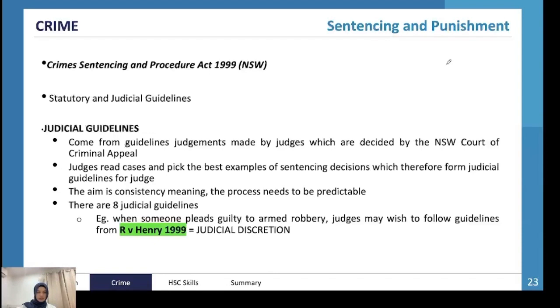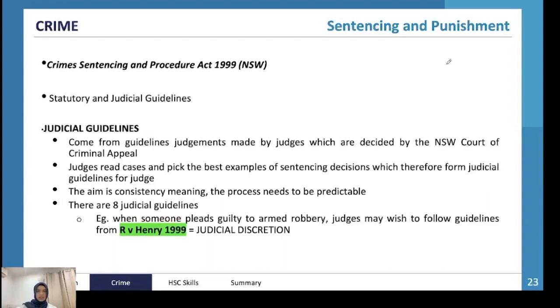Basically, what judicial guidelines are is, let's say a judge is looking at a case and they can see that a similar case established a 5-year prison sentence 5 years ago. So another judge made a 5-year prison sentence for the same or similar case, then this new judge will take that into consideration for this new case because it's similar. So judges read cases and pick the best examples of sentencing decisions before, which form judicial guidelines for the judge. So the aim is consistency, right?